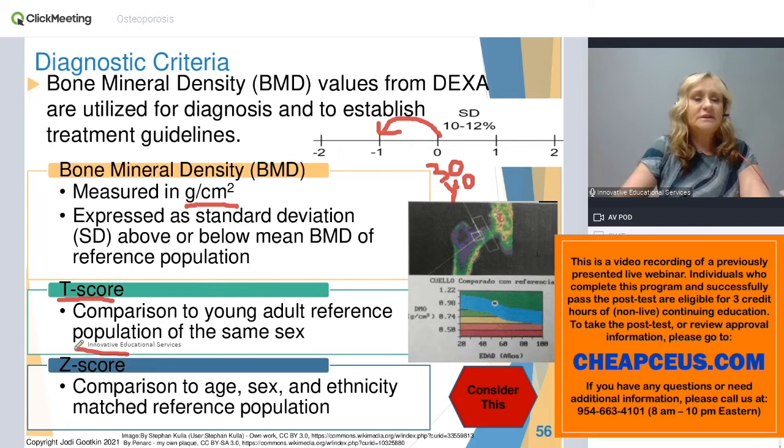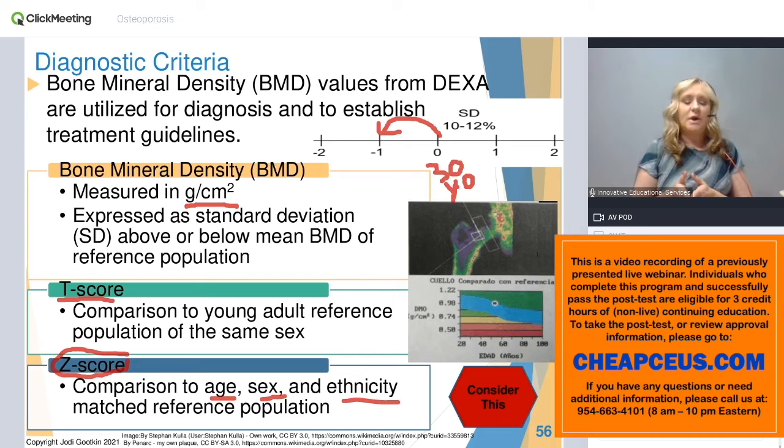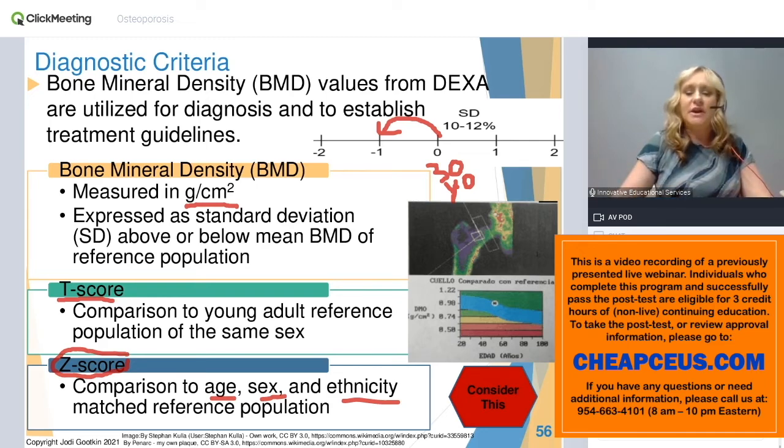Z-score is a little bit different. Z-score is going to compare individuals to an age, sex, and ethnicity reference matched population. So you're compared to someone, where should a typical individual be at the point you are in life in terms of age and what gender and ethnicity you are.